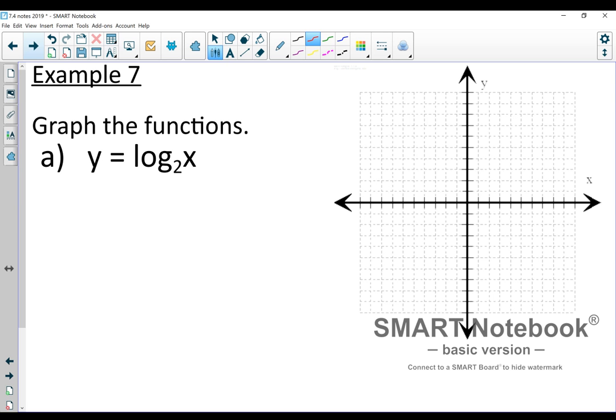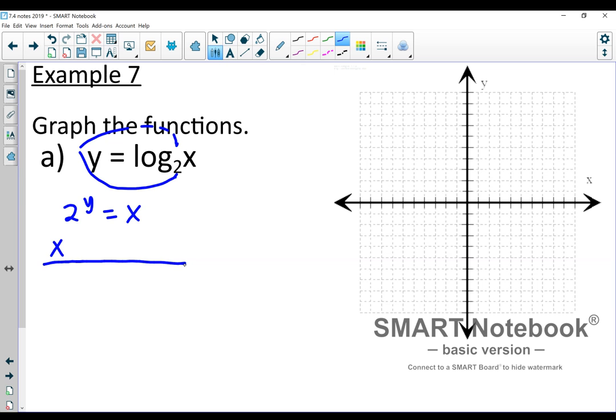So in order to graph, logarithms are really weird. I always change them into the exponential form. So I'm going to rewrite this as 2 to the y power. Remember, my exponent is across the equal sign of x. So 2 raised to the y power equals x.